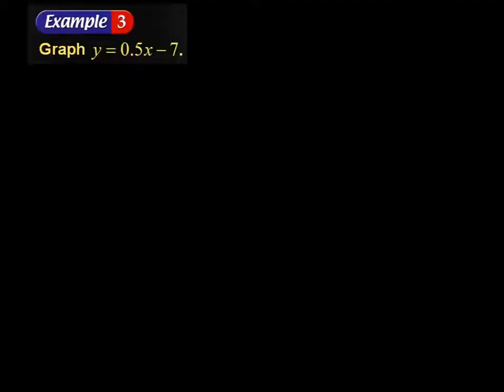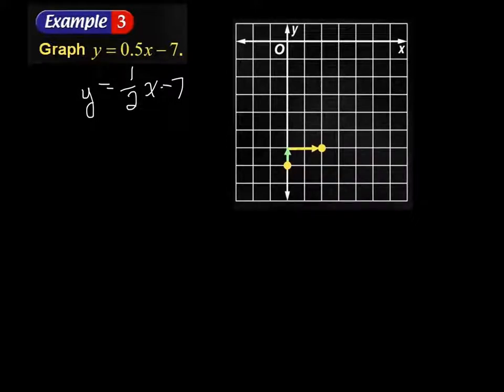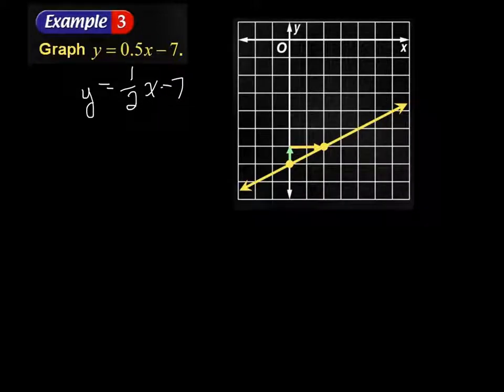One of the really cool things about slope-intercept form is graphing. Now they wrote this one y equals 0.5x minus 7. We'd rather see the fraction because then we can see our rise over run. So now we know our y-intercept is -7. So we plot that point, and our slope is up 1 over 2. So we can use that to plot our next point. And then we can take a straight edge, draw the line, and voila, we have it graphed very quickly.